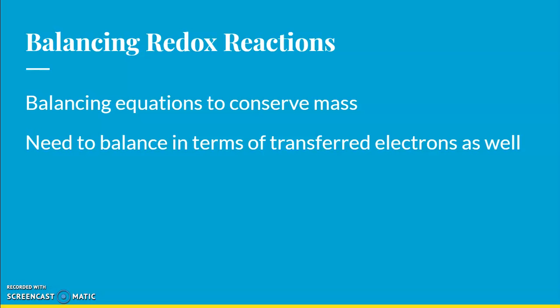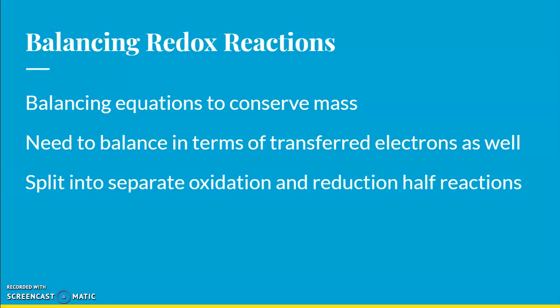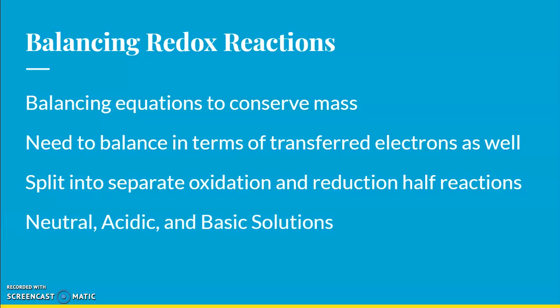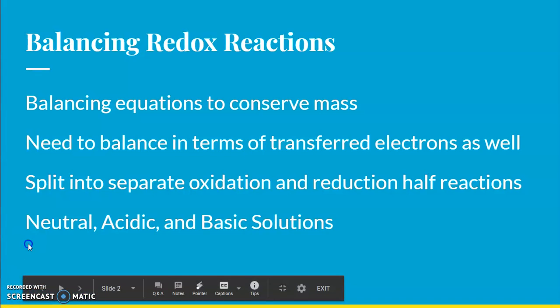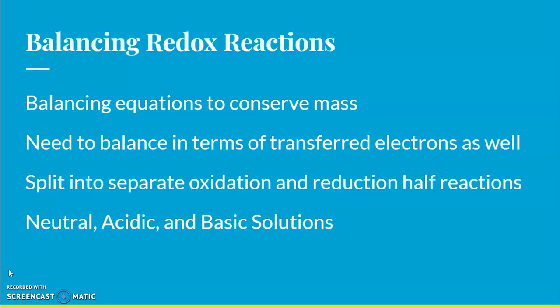So when electrons are transferred from one substance to another to change the charge, have one thing reduced and the other oxidized, then the amount of electrons that are transferred also has to be equal. So we split into two separate half reactions, the oxidation reaction and the reduction reaction, and look at the amount of electrons that are transferred and make sure those balance. And this can be done in a neutral solution, in an acidic solution, or a basic solution. So let's take a look first at what it looks like to balance a neutral reaction.